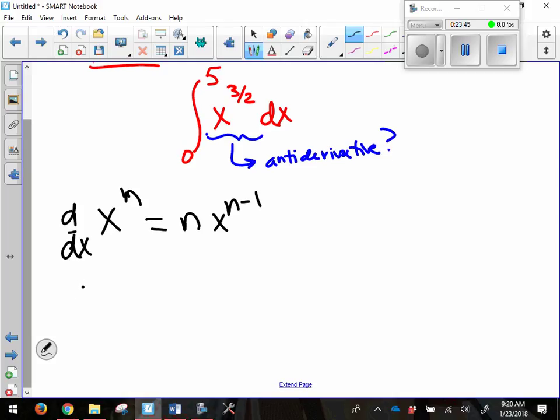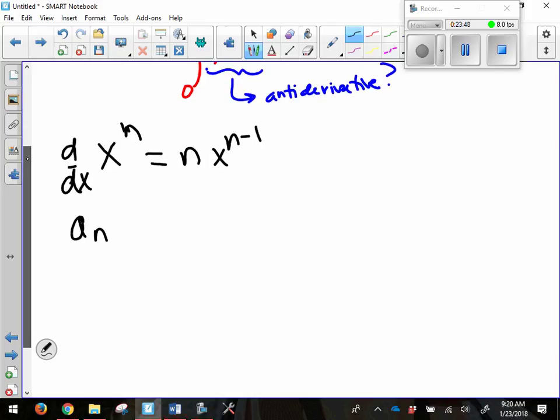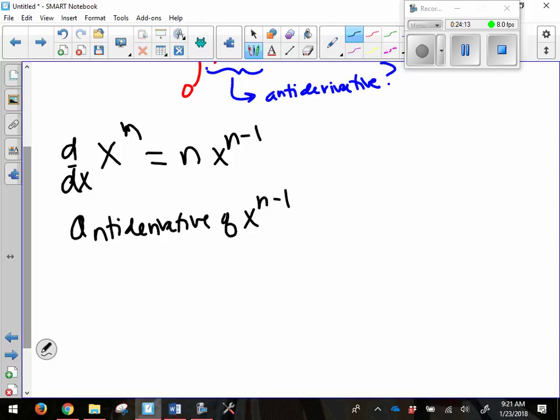So if I want to take the antiderivative of x to the n minus 1, what do I have to do? What did I do to the power when I took the derivative? I subtracted 1. So when I take the antiderivative, since I'm undoing it, I have to add 1. So the antiderivative of this is going to be x to the n minus 1 plus 1, okay, or n.